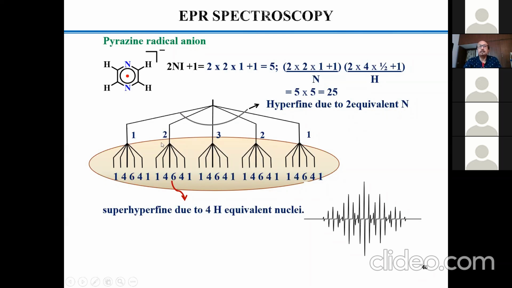Okay, and then these 4 hydrogens, we also know how they would be split with I equal to half. We know that it is 1, 4, 6, 4, 1. That means each line would be split into 5. So 5 lines would be split into 5 each, 25, which is fine, which is matching quite well.